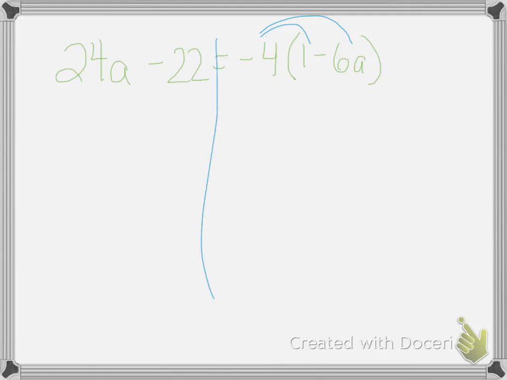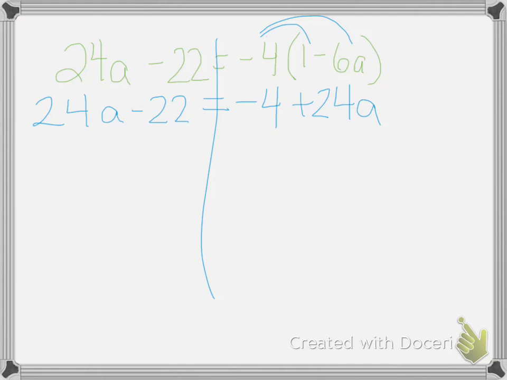Right, and let's do another example. So 24a minus 22 equals negative 4 parentheses 1 minus 6a. Okay, so we see those parentheses, so our first step is, of course, to distribute. So negative 4 times 1 is negative 4. Negative 4 times negative 6a is positive 24a. And then you have 24a minus 22 equals positive 24a.